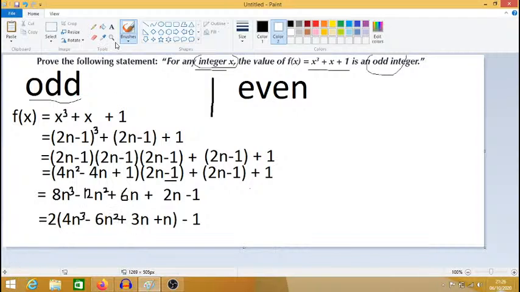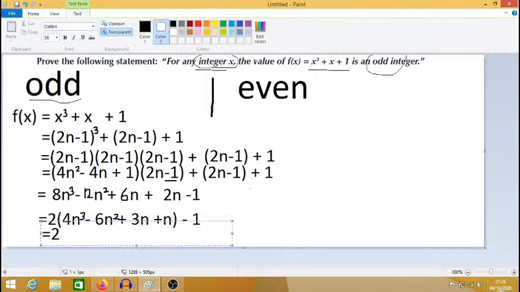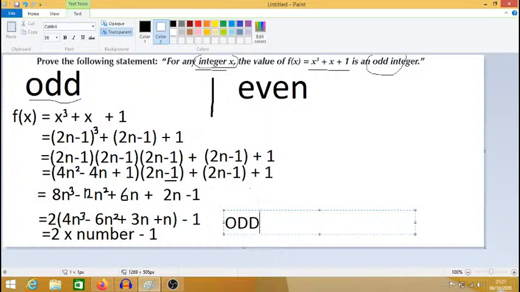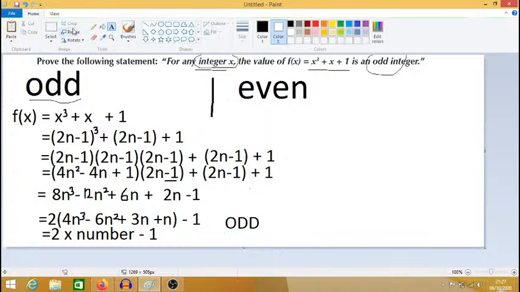And the point here is that you've got 2 times a number. Even though it's quite a complicated bracket, whatever it is, it's just going to be a number. So I've got 2 times a number, take away 1, and when I take any number and multiply it by 2, that's guaranteed to be an even number. If I then take away 1, guaranteed that I've now got an odd number. So for that reason, by putting an odd number in, I'm getting an odd number out.